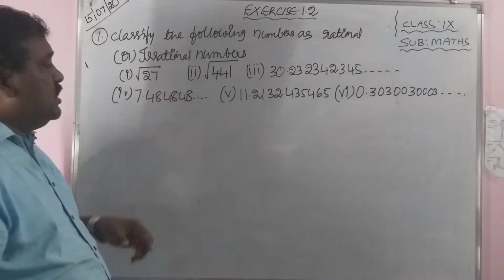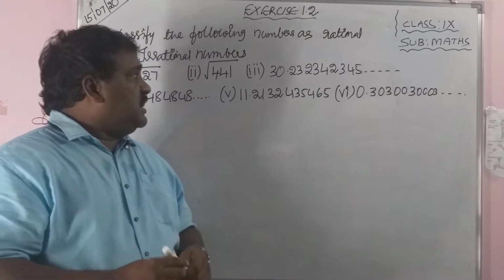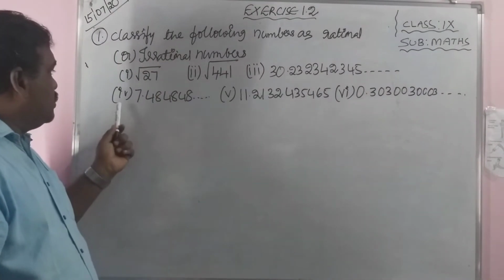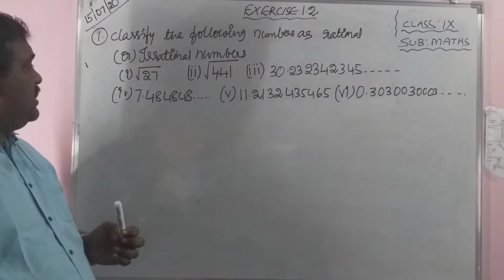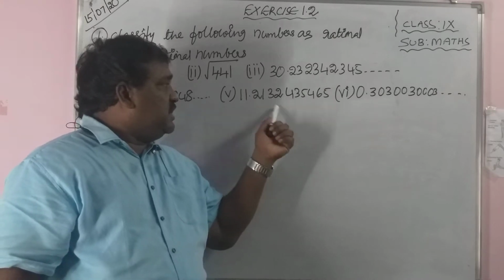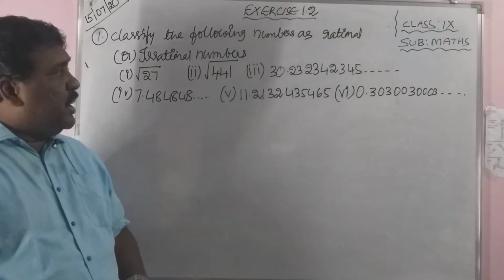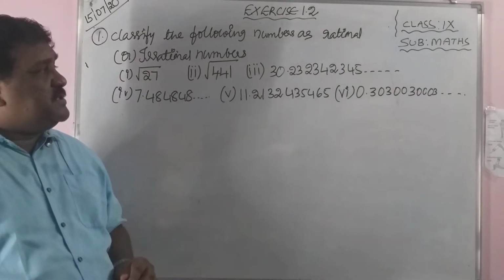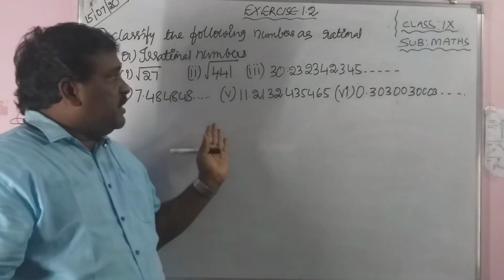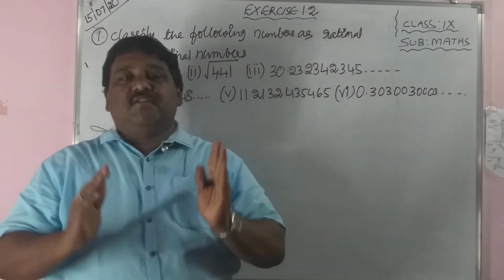What is the first one? Root 27. Second one, root 441. Third one, 30.2323423445 and so on. Fourth one, 7.484848 and so on. Fifth one, 11.2132435465. Last one, 0.3030030003 and so on.